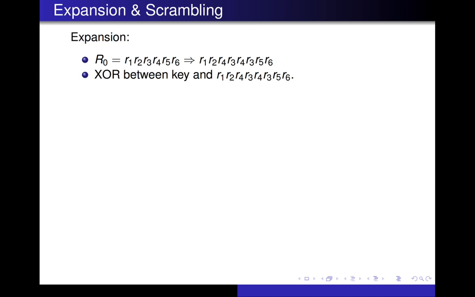Now, notice that that's 8 bits, which is now the same length as our key. Remember, our key is 8 bits. So we're going to take that scrambled, or expanded, R0. We're going to take the exclusive OR operation between that and our key, and that's going to give us another 8-bit string, right? So we took our R0, we made it into 8 bits, we did an exclusive OR with the key, and we end up with 8 bits again.